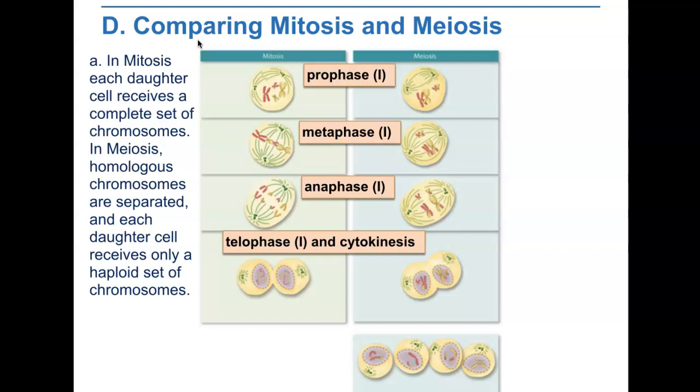Mitosis does not change the chromosome number of the original cell. Meiosis reduces the chromosome number in half. Mitosis also results in the production of 2 genetically identical diploid cells, whereas meiosis produces 4 genetically different haploid cells.